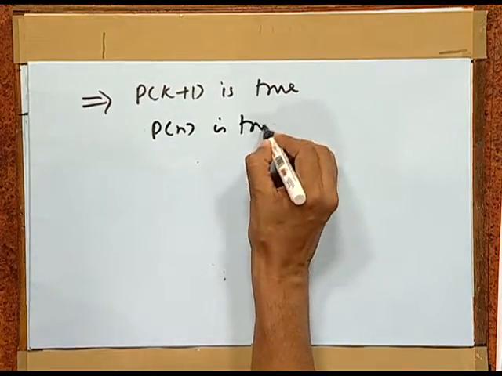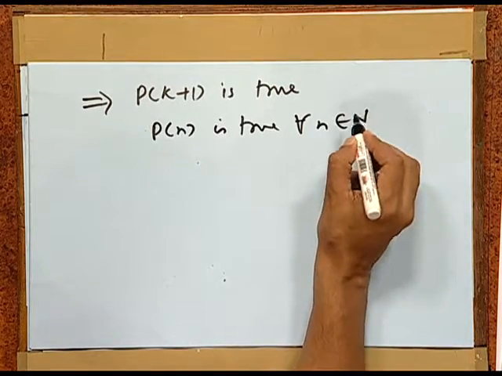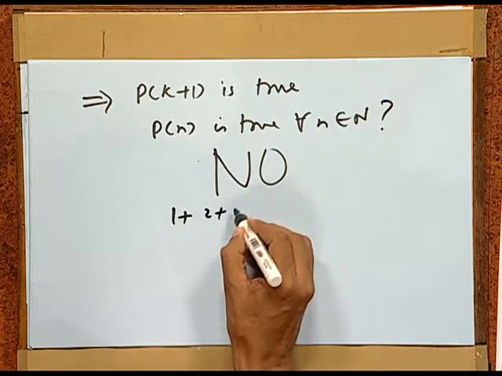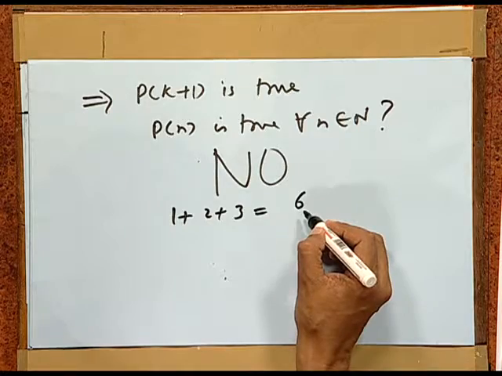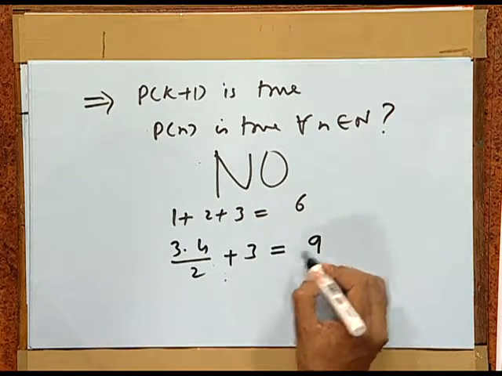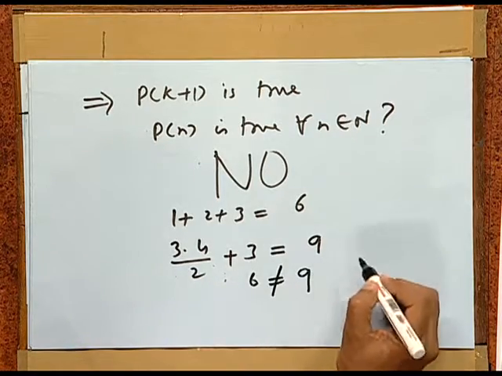Now, can we at this stage claim that P(n) is true for all n belonging to N? No, we cannot, because if you check the result for any value, say n equal to 3, what do we have? 1 plus 2 plus 3 equal to 6 in the left hand side. And in right hand side, you have 3 times 4 upon 2 plus 3 equal to 9, while 6 is not equal to 9. So, we are arriving at a wrong result.